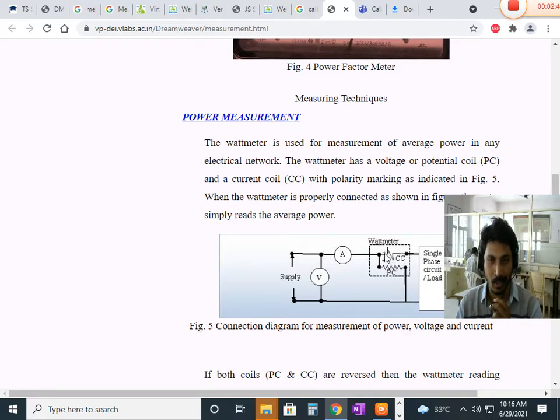Both the current coil positive and the pressure coil positive are connected at one point. When the wattmeter is properly connected as shown in the figure, the meter simply reads the average power.